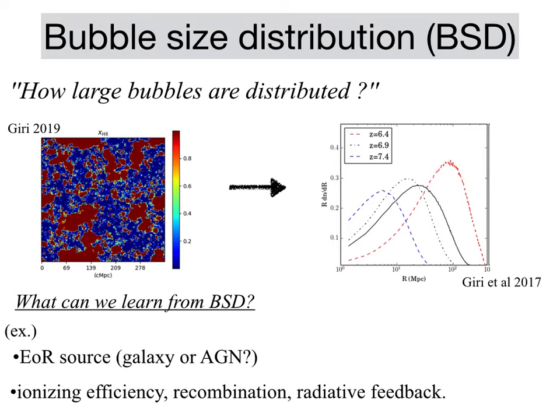If we know the ionized bubble size distribution, for example, we can learn properties of ionizing sources and some astrophysical effects such as ionizing efficiency, recombination, and radiative feedback. Furthermore, we can also study how dark matter halos are related to ionized bubbles, that is to say, the bias problem in cosmology.